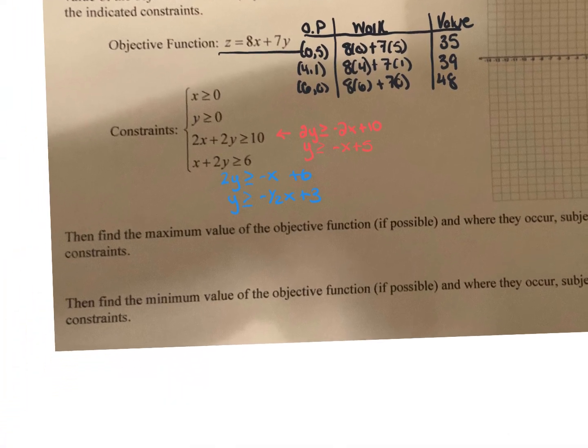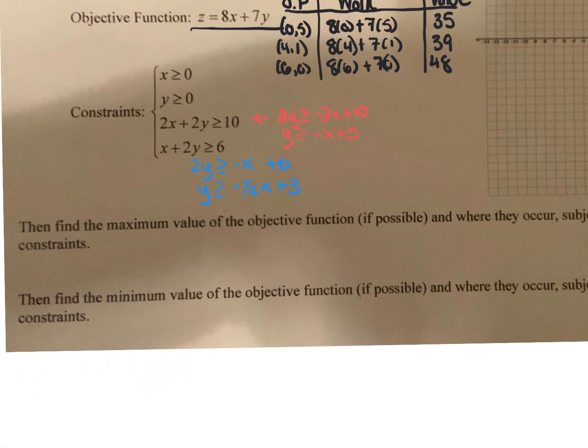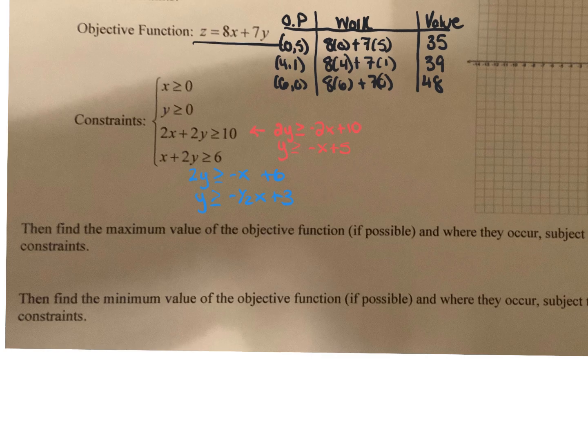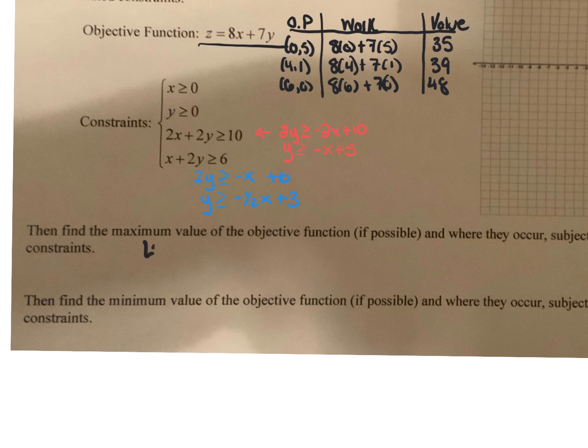So we'll go down to the next one. It says find the maximum value. My maximum value was 48, and that occurred at the ordered pair 6, 0. My minimum value was 35, and that occurred at the ordered pair of 0, 5.